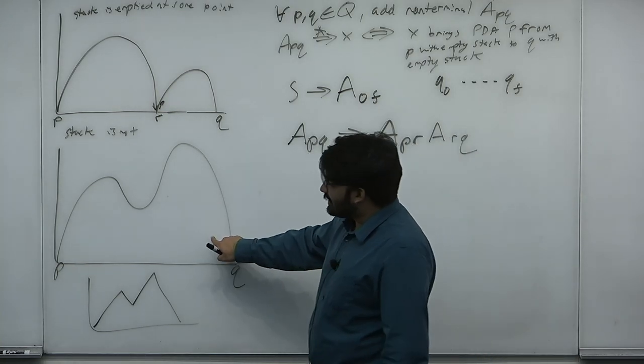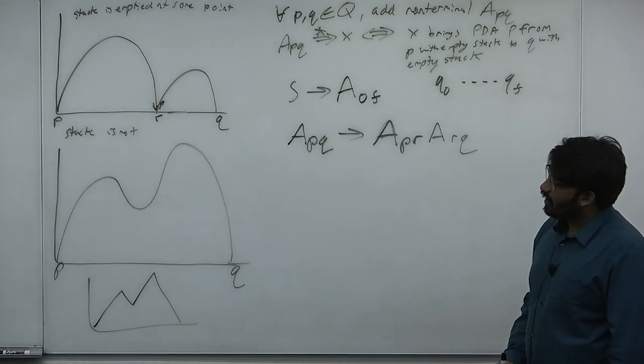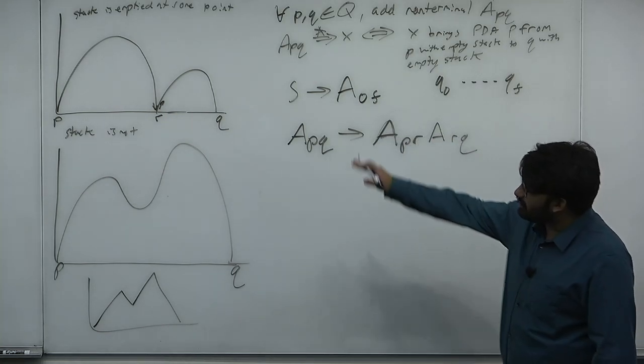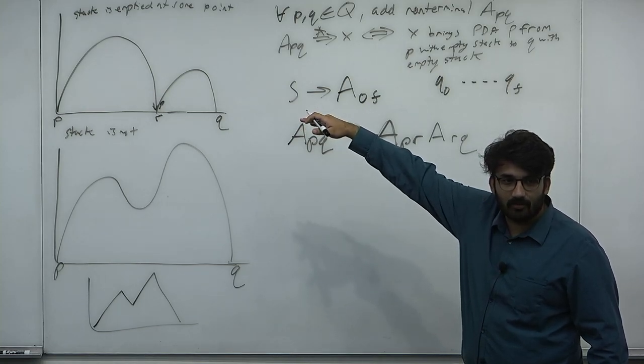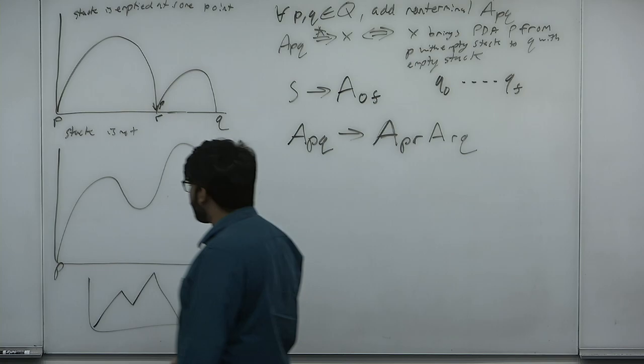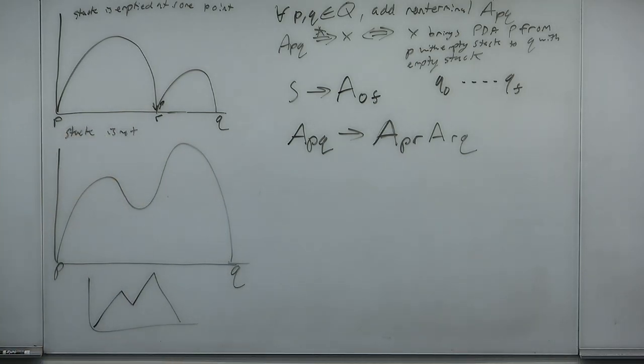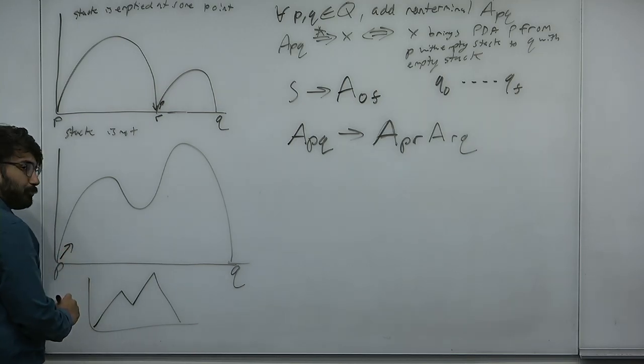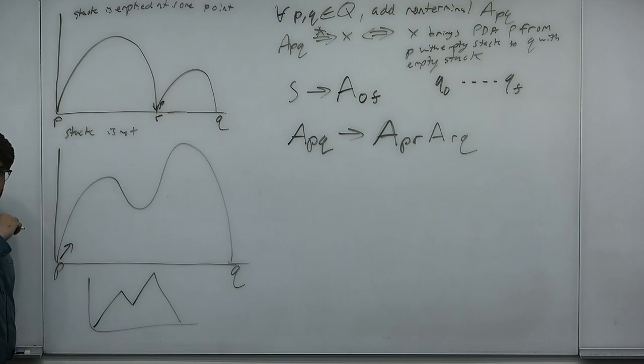What about this other case? Now, this case is a little harder. If the stack is emptied several times, you can recursively divide that back down to a case that looks like this. Consider case two: the stack is never emptied from P to Q. Then you actually know something. You know that the first symbol that was pushed was also the last symbol that was popped.